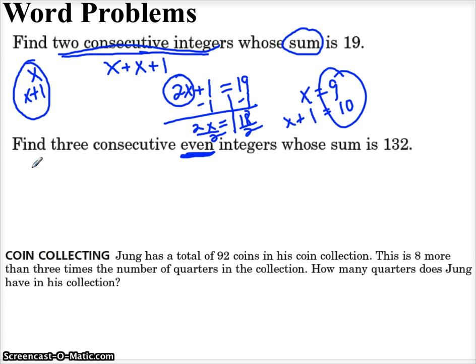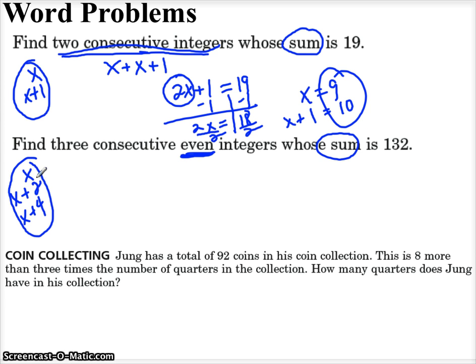Alright, 3 consecutive even integers. Alright, so when they're even, that would be like 2, 4, and 6, or 22, 24, and 26, or 26, 28, and 30. Okay, those are even integers. So be x, x plus 2, and x plus 4, because they are 2 apart. Now, note that if it is odd integers, if it's 3 consecutive odd integers, it is still this exact same thing. Because odd integers like 1, 3, 5, those are still 2 apart each time. Okay, so that would be the same thing.